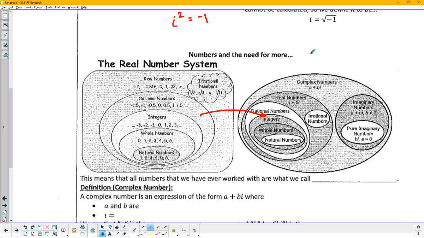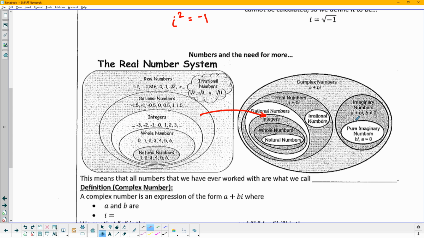So complex numbers are an expansion on the real number system, where I have a plus bi. That's a pretty common way of writing a complex number. Within those complex numbers, technically those are called imaginary numbers, where I have some number in the form of b. So a plus bi, where b is not 0, makes up an imaginary number.